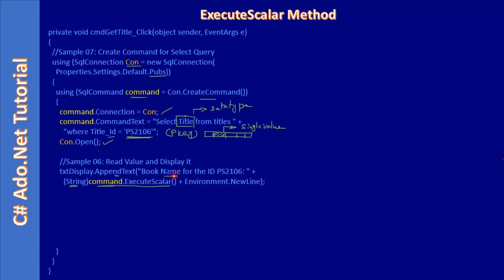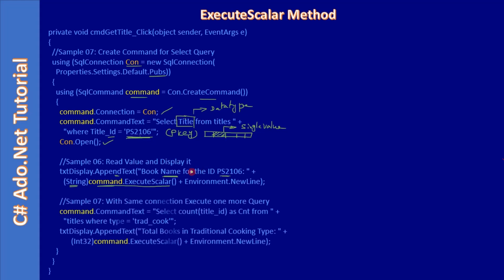I mean book name for the ID PS0. So ID is given and we are displaying the name. And here, if you see command text, we are changing the command text. Previously the command text is select title, right? This time select count of title ID as CNT.